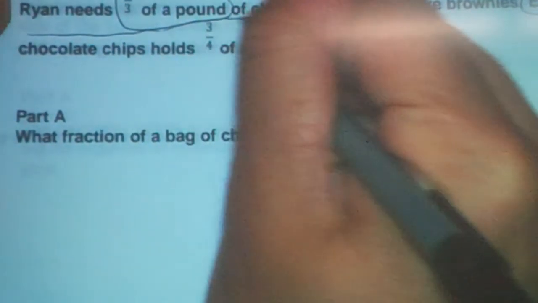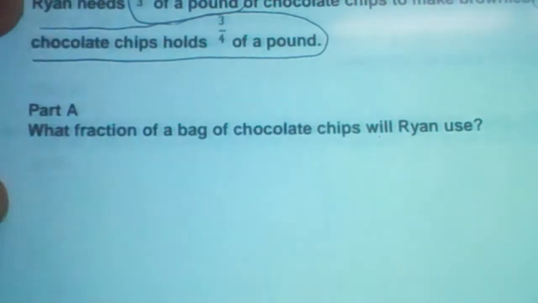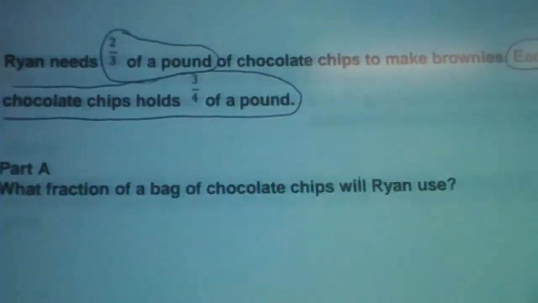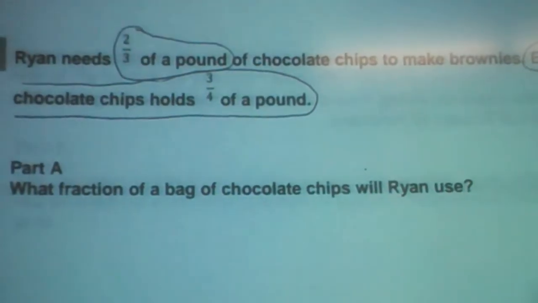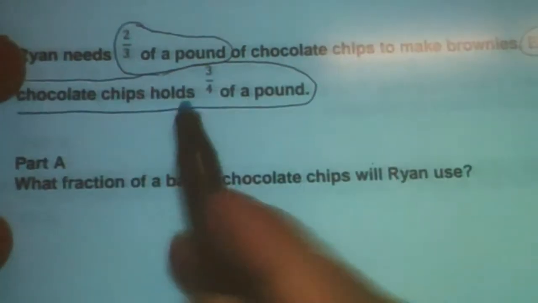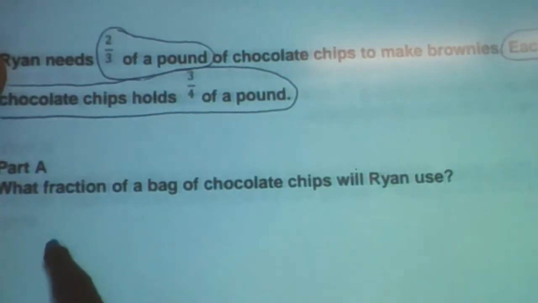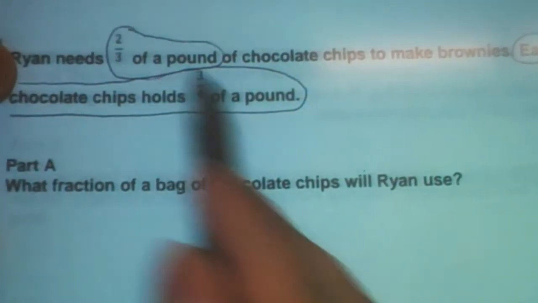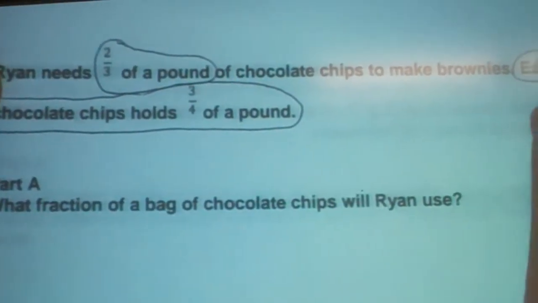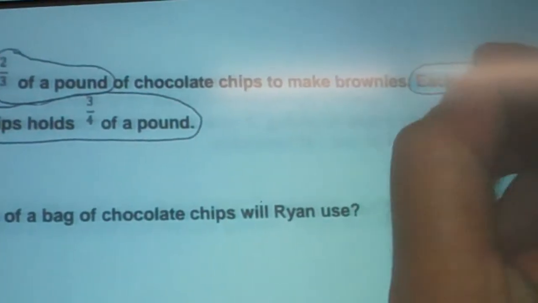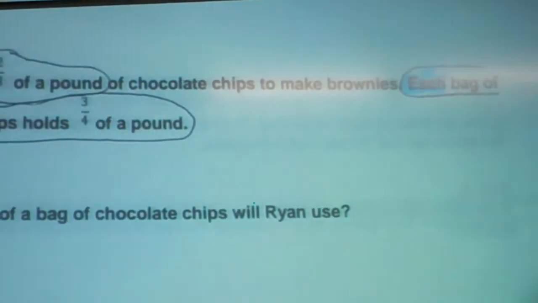Each bag of chocolate chips holds 3/4 of a pound. So I actually have a choice here. And the choice is whether or not, because I'm noticing that each number has the same units afterwards. What's the same unit? Call it out. Yeah, it's pounds. But I also notice I have a P word here, each.